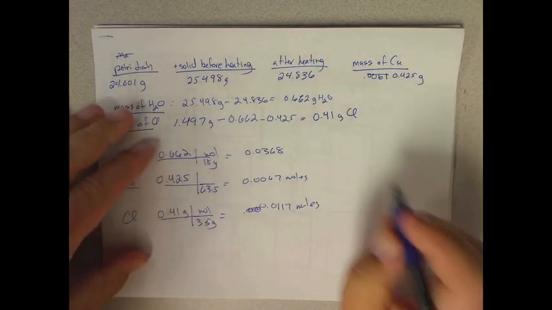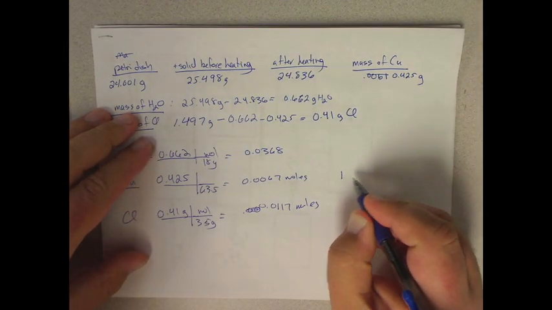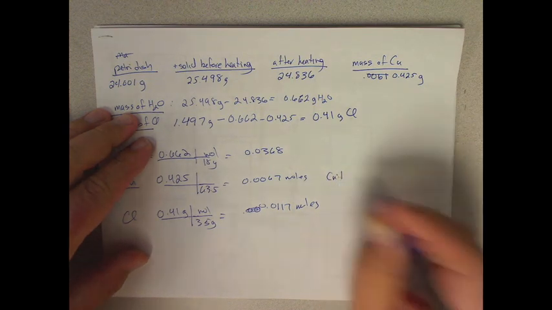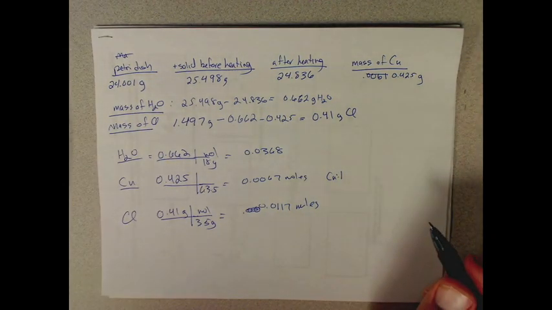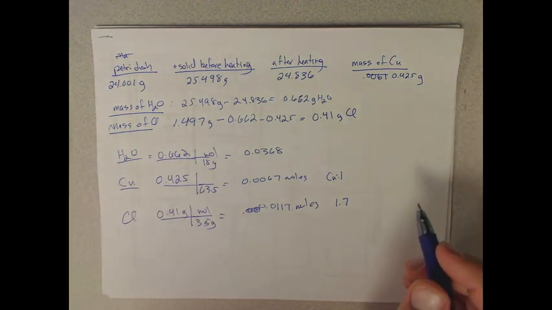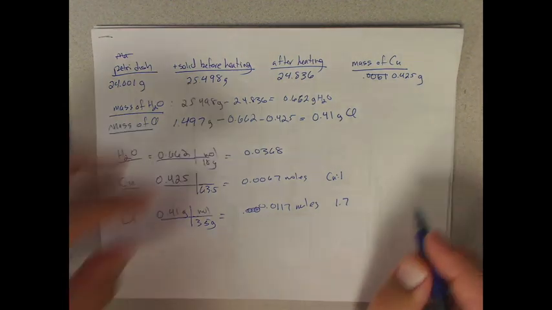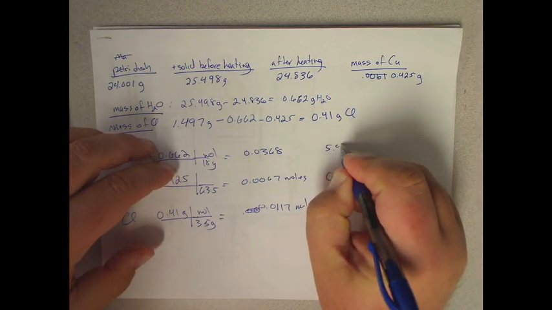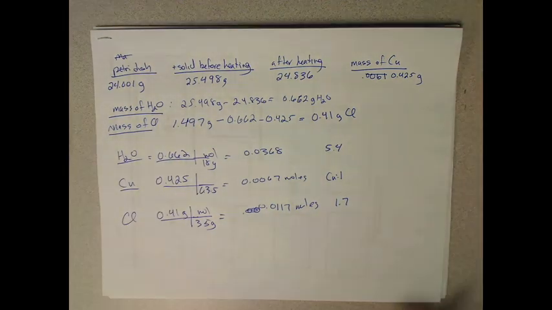Okay, so now we look at the smallest one and we take the ratios. So here we've got copper as a 1, so copper 1, we can divide that. We get chlorine of 1.7. And we get this of 5.4. Okay, so that's not really a super precise number.